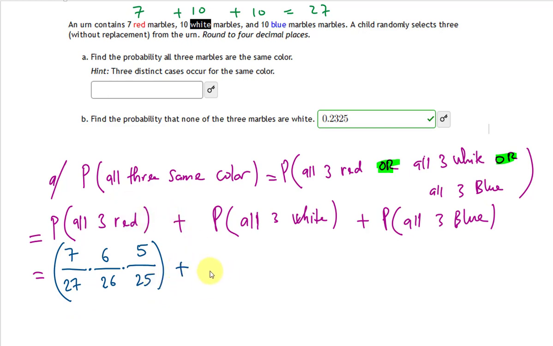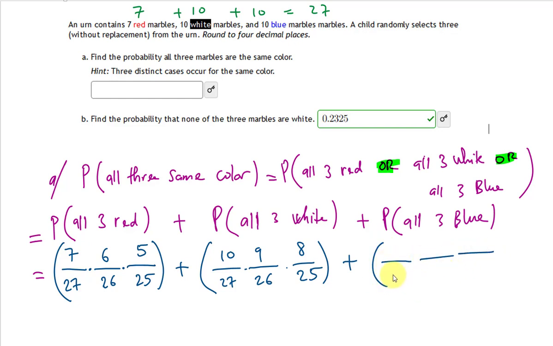Or that is plus, and then the same thing, all 3 white. The first marble, you have 10 white, so 10 out of 27. And then you do not put it back, so you have 26 now. And then you took 1, you have 9, and then you took 1, you have 8. This is 25. And the same thing here, all 3 blue. We have 27. Blue, we have 10. And then because we do not put it back, we have 26 left. And we took 1 from 10 blues, now we have 9 blue. And then the last marble, we have 25, 8.